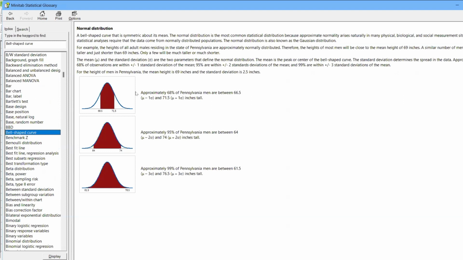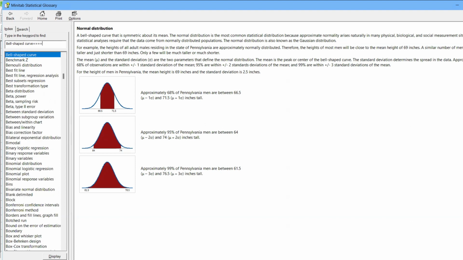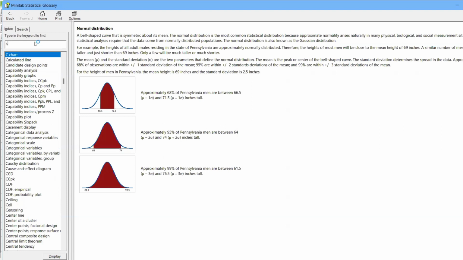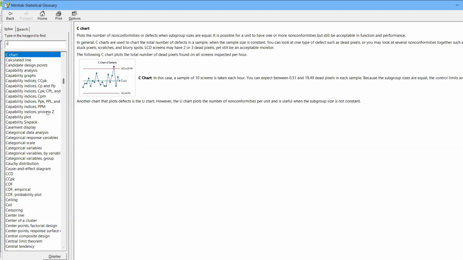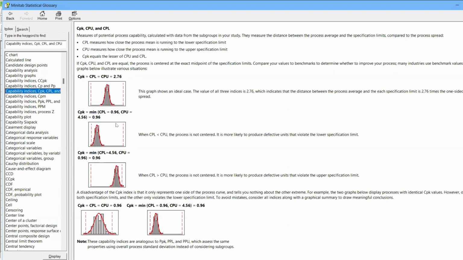If you click it, you will get to know more about what a bell curve is, and what the normal distribution is, which in other words is also called a histogram. Similarly, you can go for C, and C-related terms will come, for example, C chart, capability, CPK. How the CPK works is explained with a clear explanation and clear pictures.